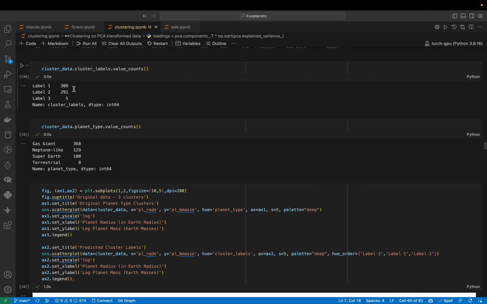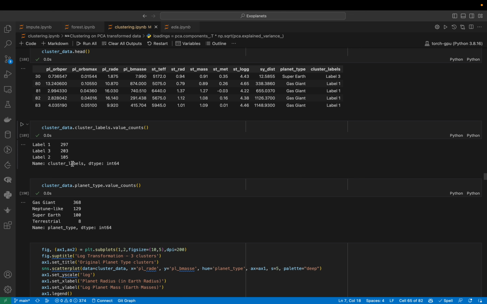it's much better visually, because the number of data points in label 3 is much more than what we had in the previous procedure with just the original dataset, and the number of labeled data points is somewhat closer to the original planet types. For label 3, we just had 5 data points, but here we have about 100, which is similar to the super Earth. The clustered set of data points is still not perfect.